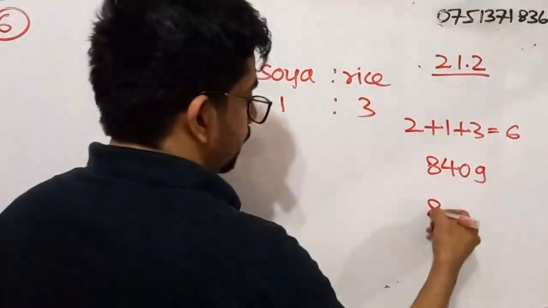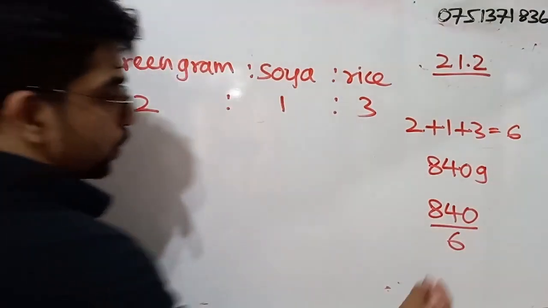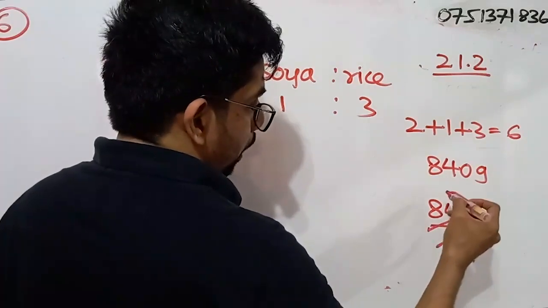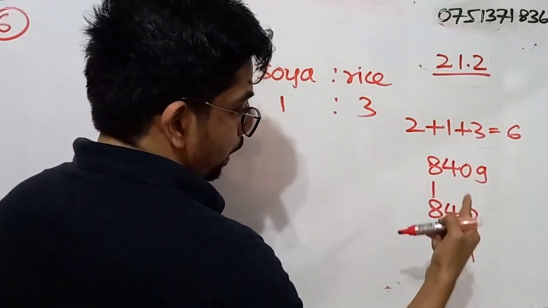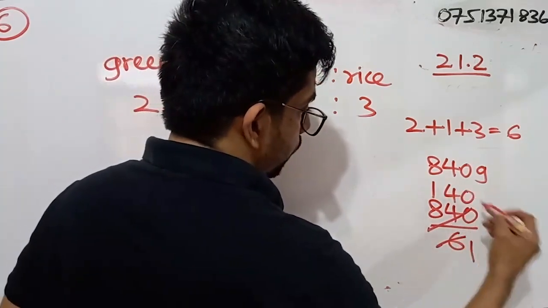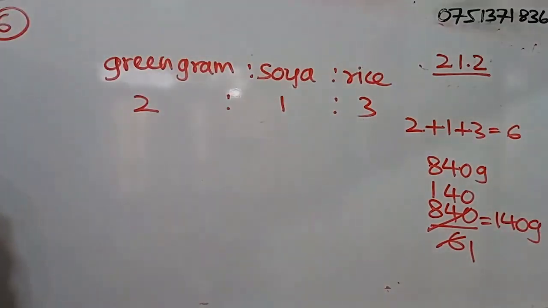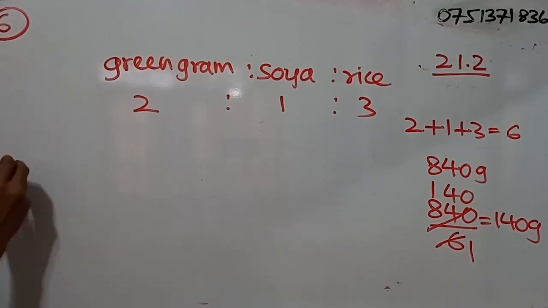Right? That means take 840, so we need to divide it by 6. 6 times 1, and here 6 times 1, so we have a remainder of 2. So 24 divided by 6, that's 4. Altogether 140, so these are grams. 140 grams. Right. So we need to calculate the amount of rice here.